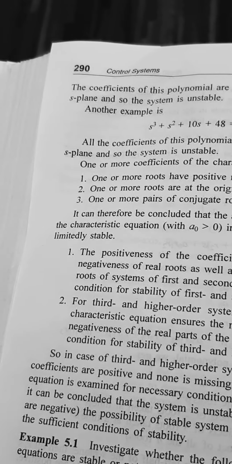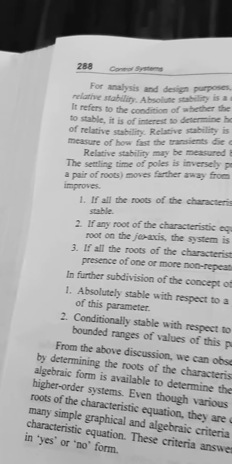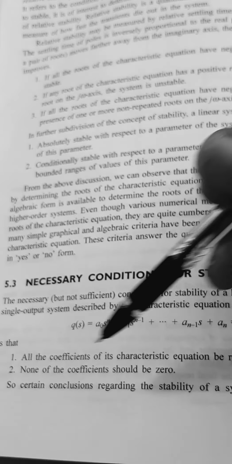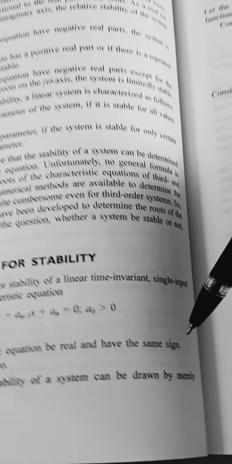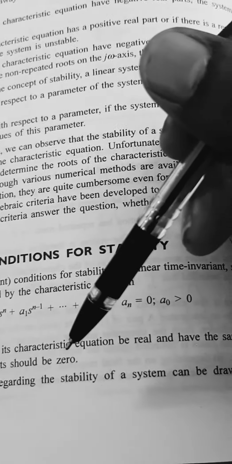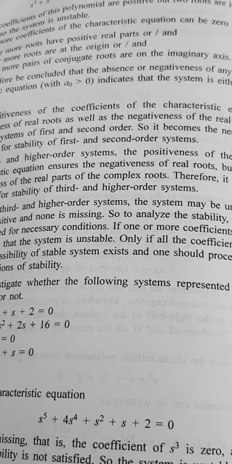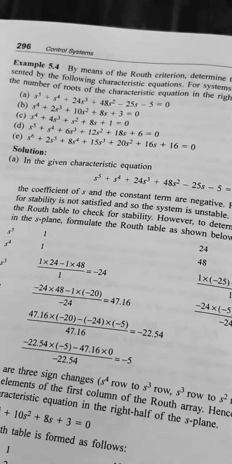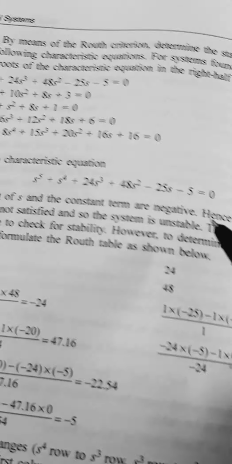Here we said all the coefficients of the characteristic equation should be real and have the same sign. Now none of the coefficients should be 0. So we did some problems related to that. From that criterion only you can understand that it is unstable.